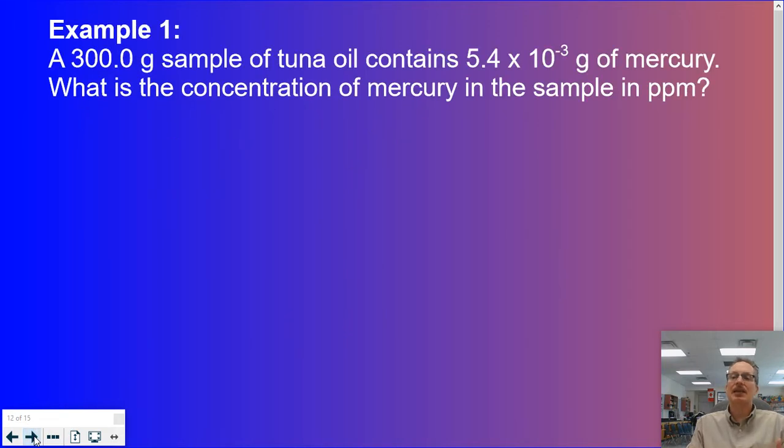So again, like in the previous formula, we're going to do 3 examples. Example number 1: a 300-gram sample of tuna oil contains 5.4 times 10 to the negative 3 grams, much tinier number, of mercury. What is the concentration of mercury in the sample in parts per million? So over on the left-hand side, we're going to make our list. We are trying to find parts per million. So we would like to find ppm.